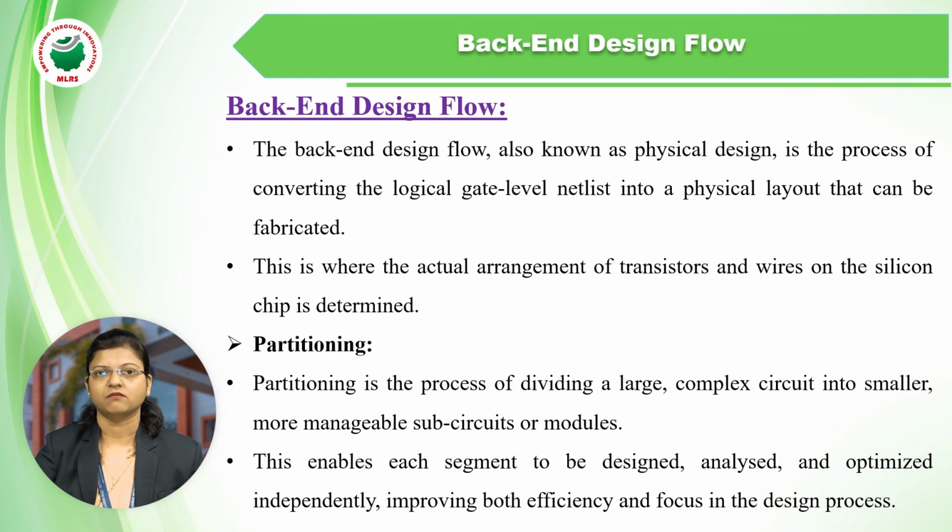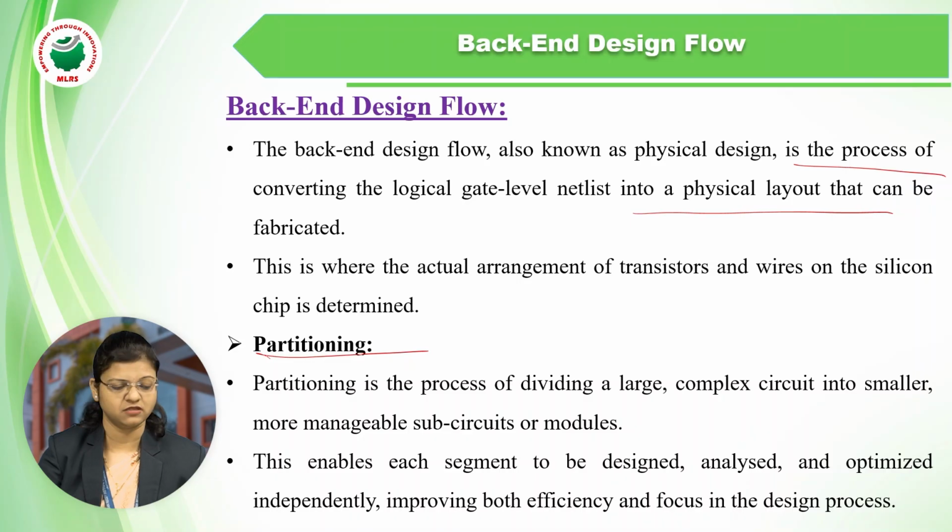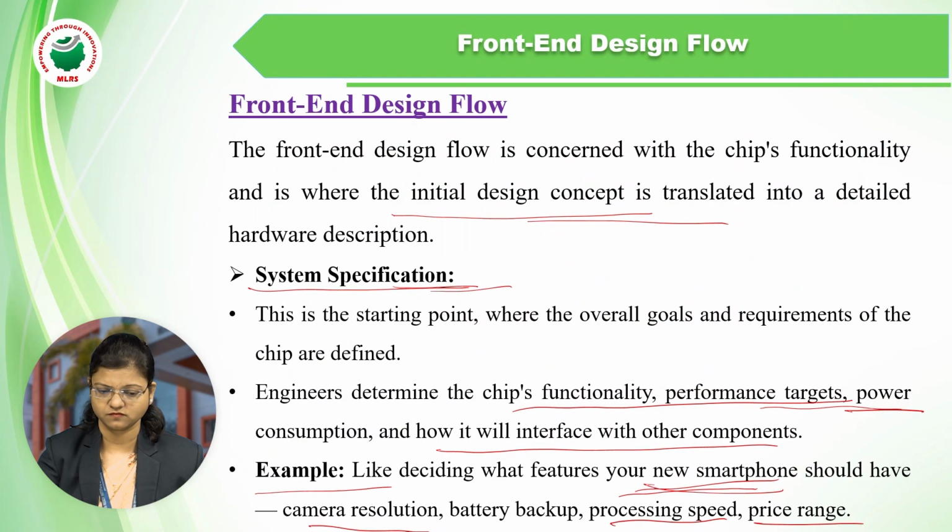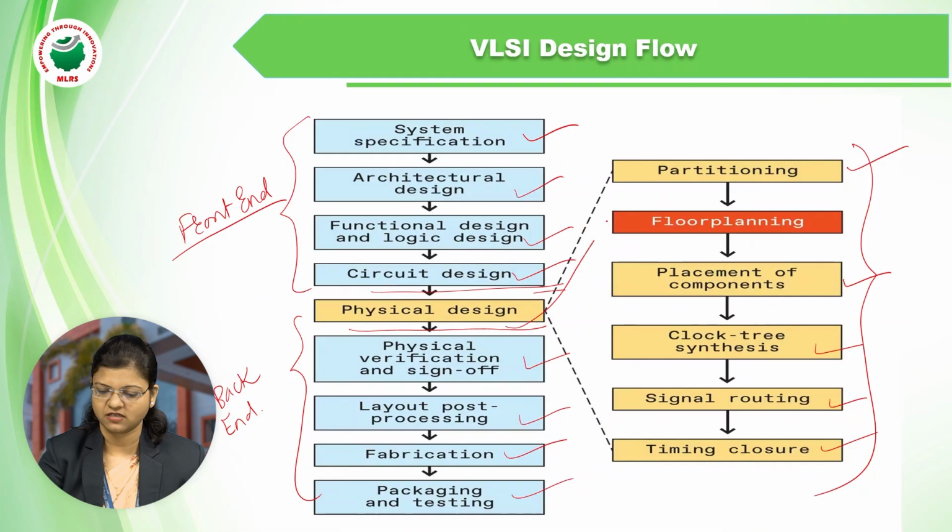Then after the front end, after creating the gate level netlist, we have to go towards the back end process, means actual physical design. The back end process deals with the physical implementation, and it is a process of converting the gate level netlist we have created in the front end into a physical layout. But as we have discussed and as we have seen in the flow chart, physical design is again partitioned into 6 steps.